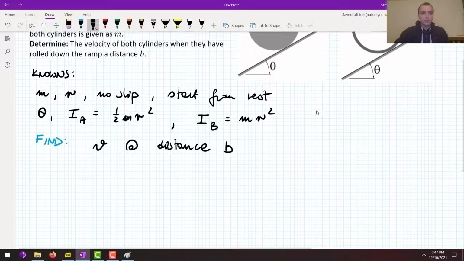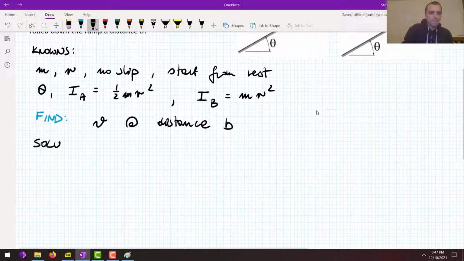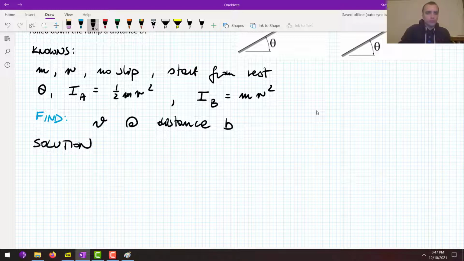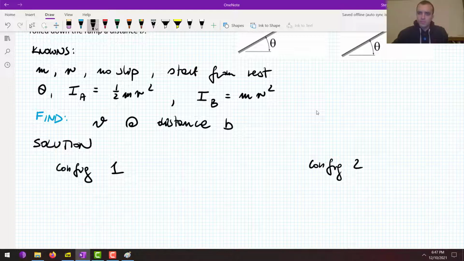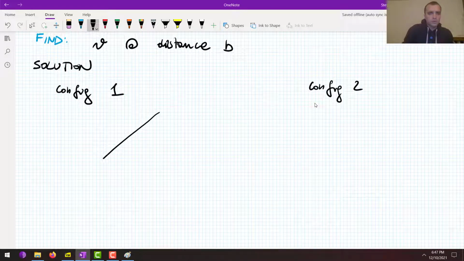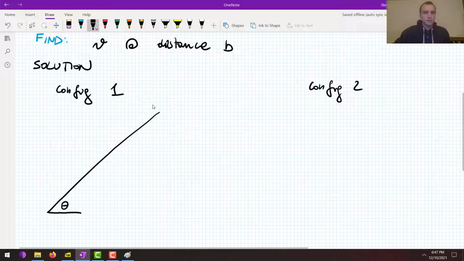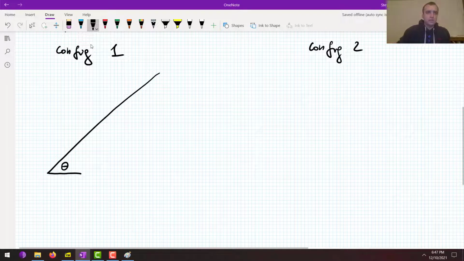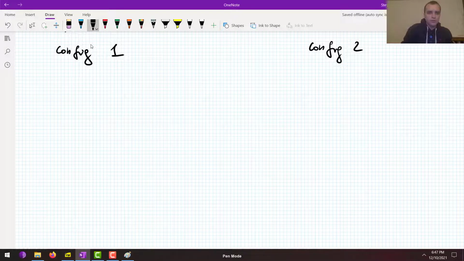Okay, so let's solve our problem. Let me draw two drawings, one at configuration 1 and the other one at configuration 2. All right, so this is my incline. It's too steep, so I will redraw it. Let's say such an incline.